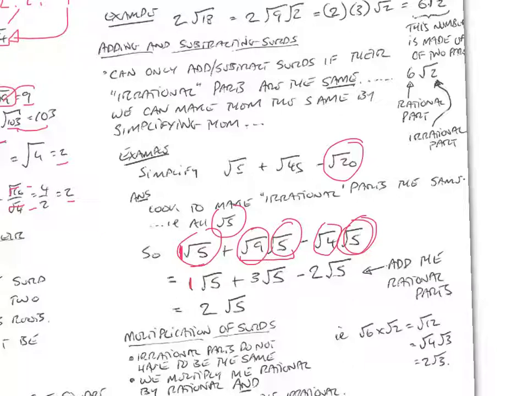So what I'm going to do now is add the rational part. So 1 plus 3 is 4, minus 2 is 2, and they're all multiplied by just the root 5. So the solution to this is 2 root 5.